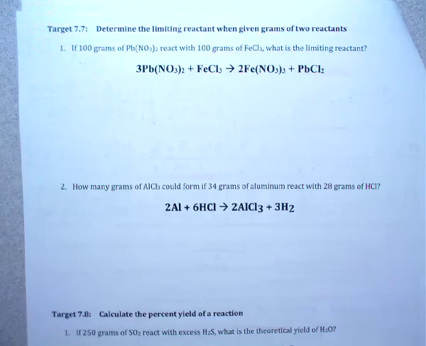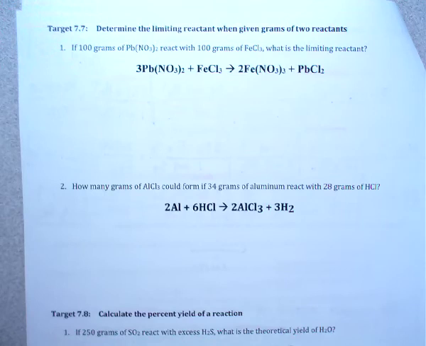A gram to gram limiting reactant problem is probably the longest problem that you would see on an assessment. For a gram to gram, the process is the same as the mole to mole limiting reactant, but you're going to turn grams of your given into grams of any product, and then you're going to turn grams of your second given into grams of the same product.